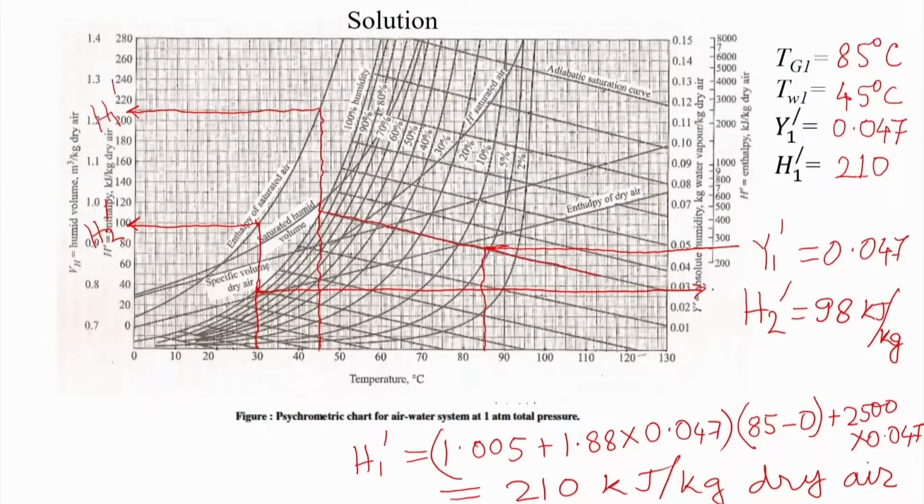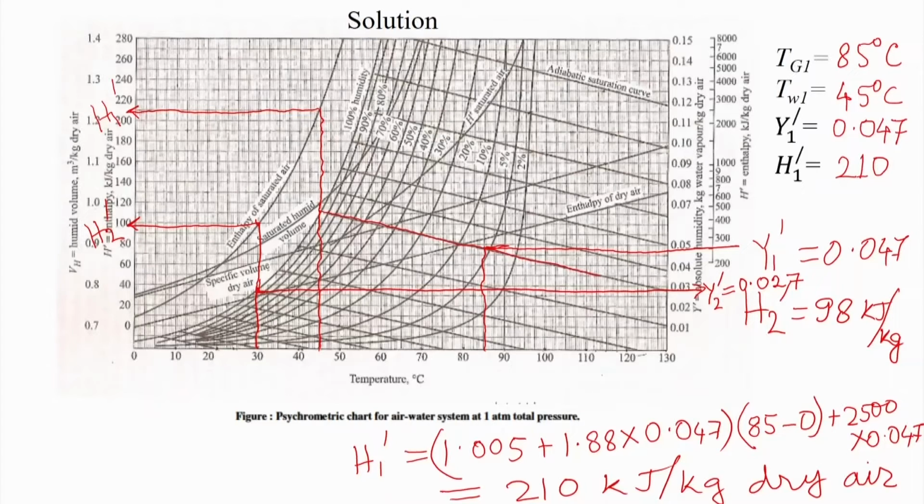Here Y2 prime is nearby 0.027 kg per kg dry air. Okay. So now we have H1 prime, H2 prime, then Y1 prime, Y2 prime, Tg1, Tw1. So we have most of the values.